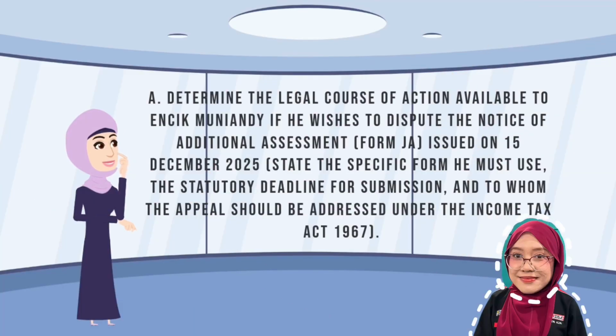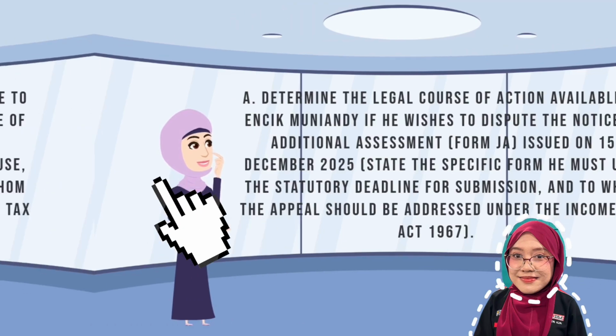Determine the legal course of action available to Encik Muniandi if he wishes to dispute the Notice of Additional Assessment Form JA issued on 15 December 2025. State the specific form he must use, the statutory deadline for submission, and to whom the appeal should be addressed under the Income Tax Act 1967.